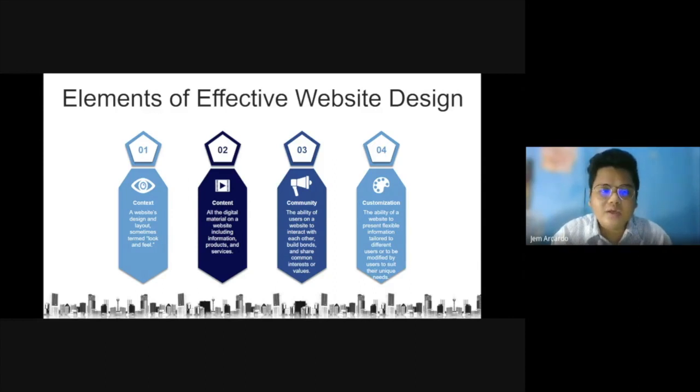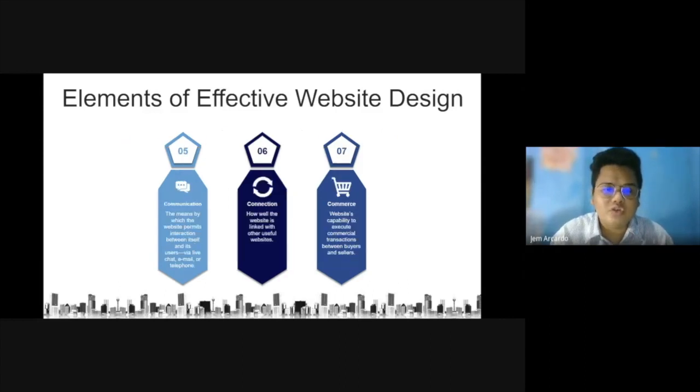Next is community. Community is the ability of users on a website to interact with each other, build bonds, and share common interests or values. So community is the interaction of the users of the website, how they talk with each other. An example of this would be reviews on your product. Customization is the ability of a website to present flexible information tailored to different users or to be modified by users to suit their unique needs. So how can your website match the user's taste? For example, if there are things they don't want to see, they can remove them.